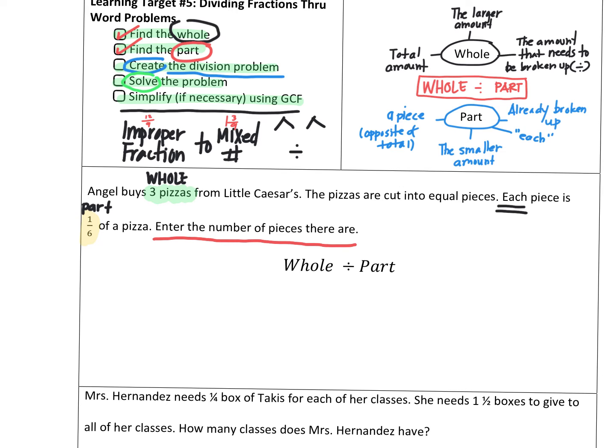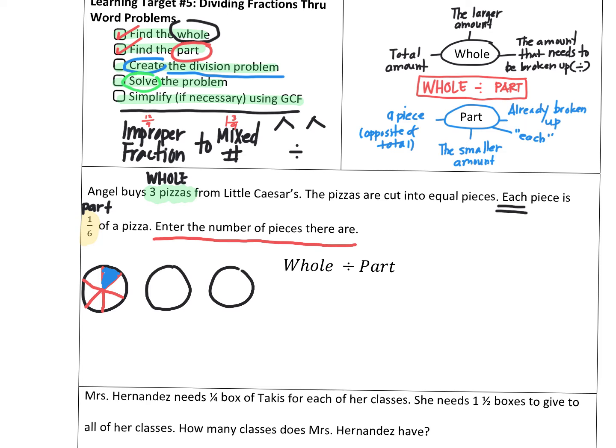First of all, let's draw a picture of all this. Okay, I have 3 whole pizzas. 1, 2, 3. And it says they're cut into equal pieces. So each piece is 1/6 of a pizza. Okay, so 1/6 of a pizza. So that means I have 6 pieces. All right. Here's 6 pieces. And it says each piece is 1/6 of a pizza. So one piece is 1/6 of a pizza.